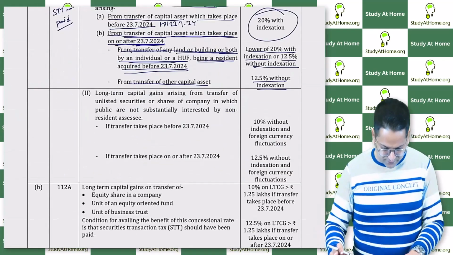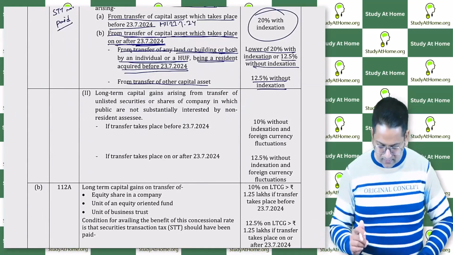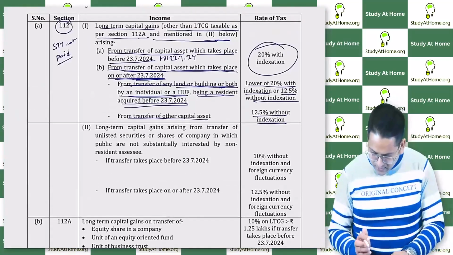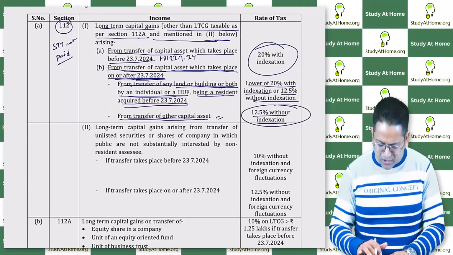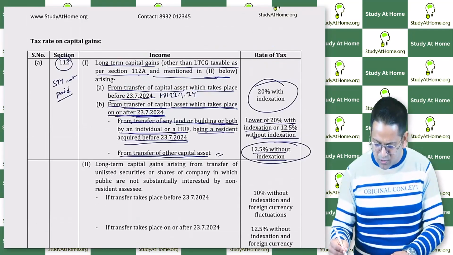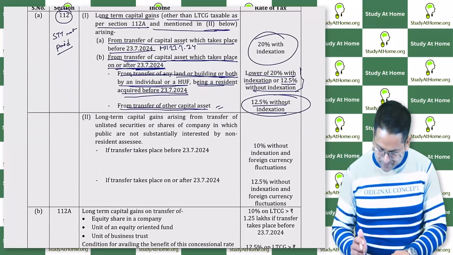Moving ahead. From the transfer of other capital assets, for example, jewelry, etc., how much would it be? 12.5% without indexation. This point was only for land and building, which was the option given to us. Okay.